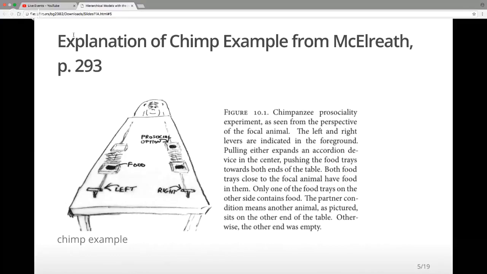We can choose the one on the left, in which case it sends the box of food towards the chimpanzee down here, but there's nothing in the box of food that goes to the other chimpanzee. And so you can vary whether the two boxes of food are on the left or on the right. You can vary whether there's another chimpanzee to begin with, or whether it's a friendly chimpanzee or an enemy chimpanzee on the other side of the table, all sorts of things that you can vary in the context of this experiment.